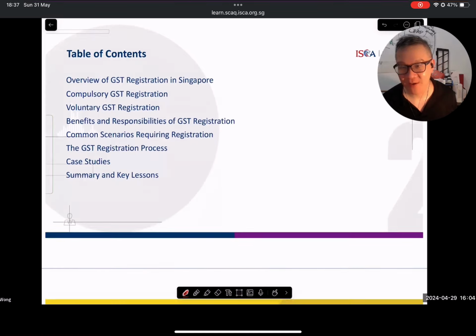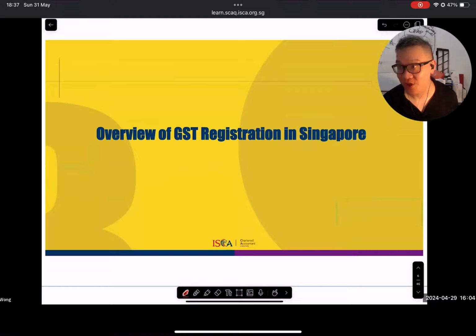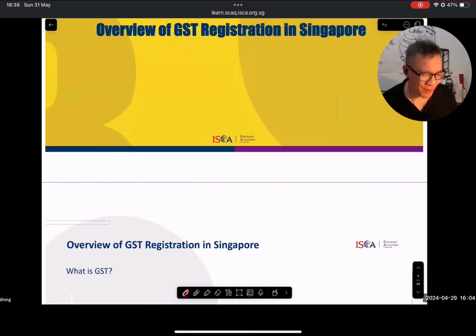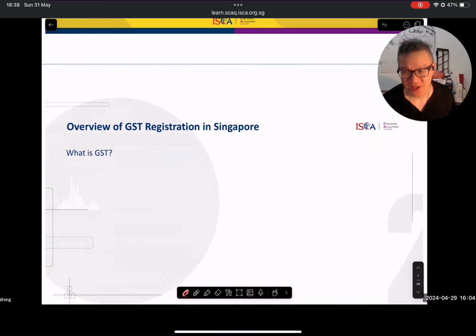So the first thing I would love to talk about is the overview of the GST registration process. Now, first of all, is that simple? Well, Singapore GST registration is pretty straightforward because goods and services tax in Singapore has been in place for 30 years at the time of the recording. And I thought a lot of people should be familiar with the GST registration process. In fact, a lot of my clients are already GST registered. So the question is, why do we even talk about this?